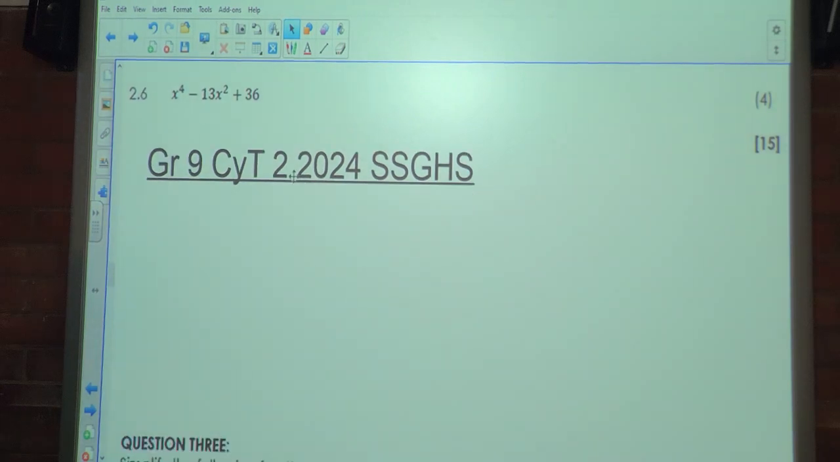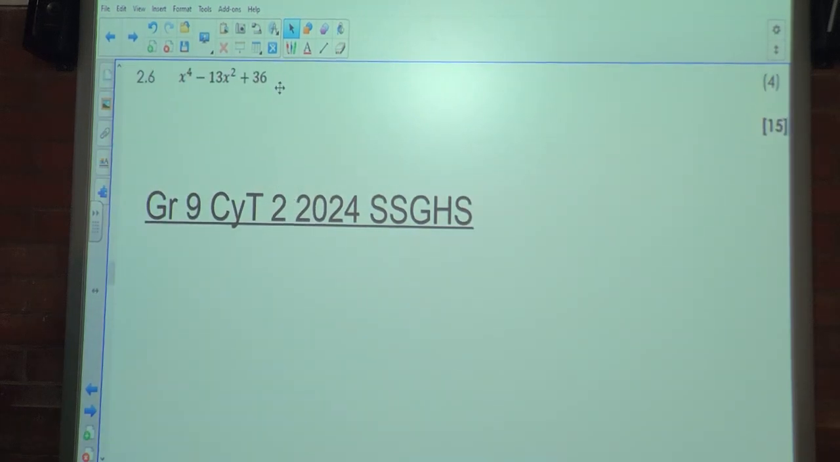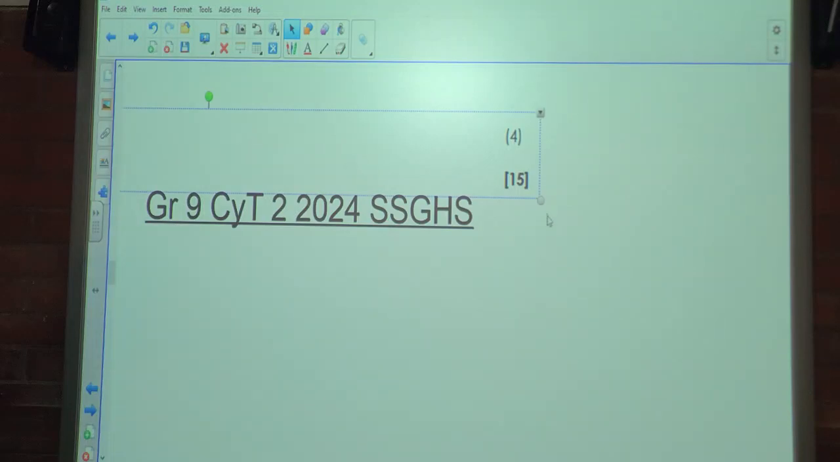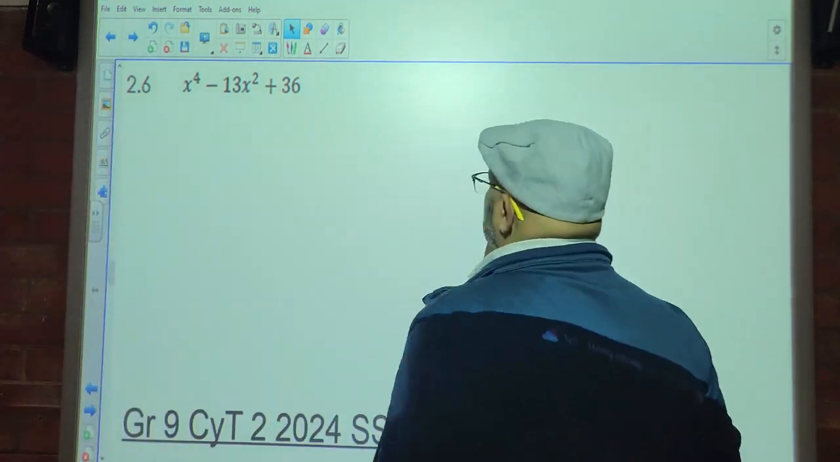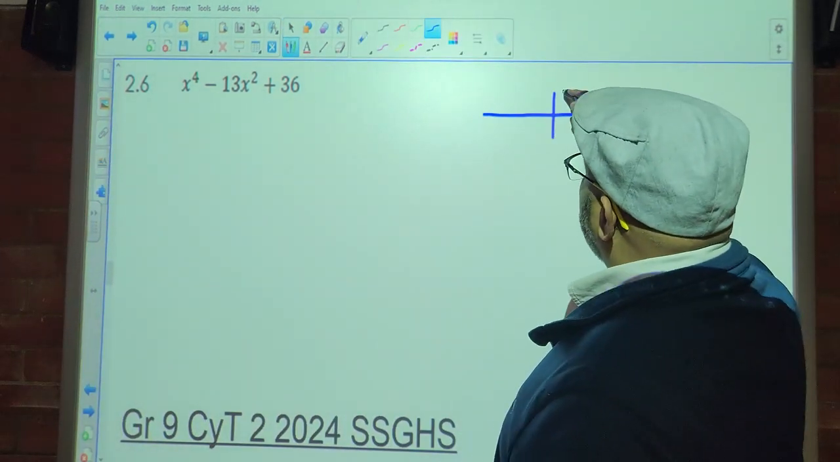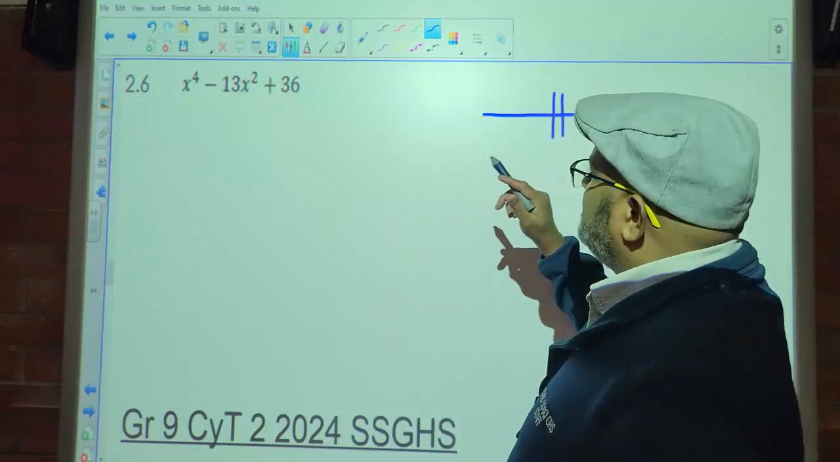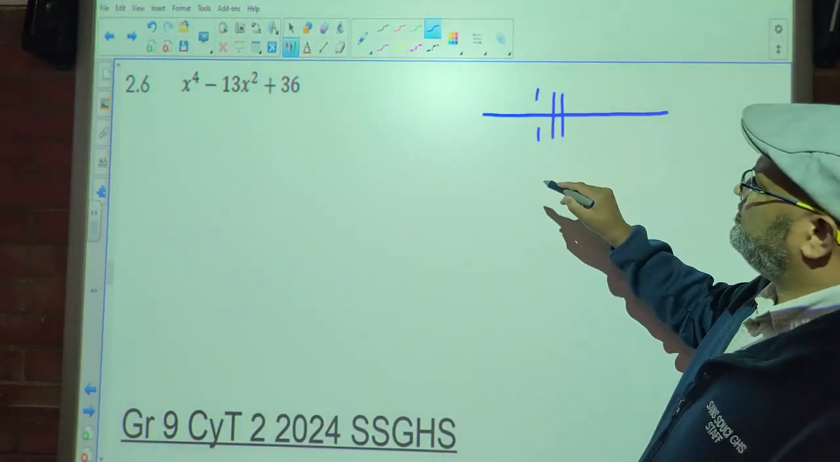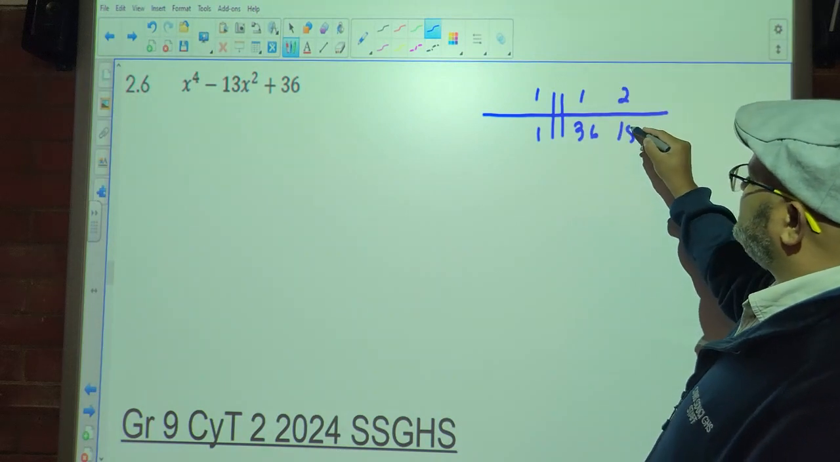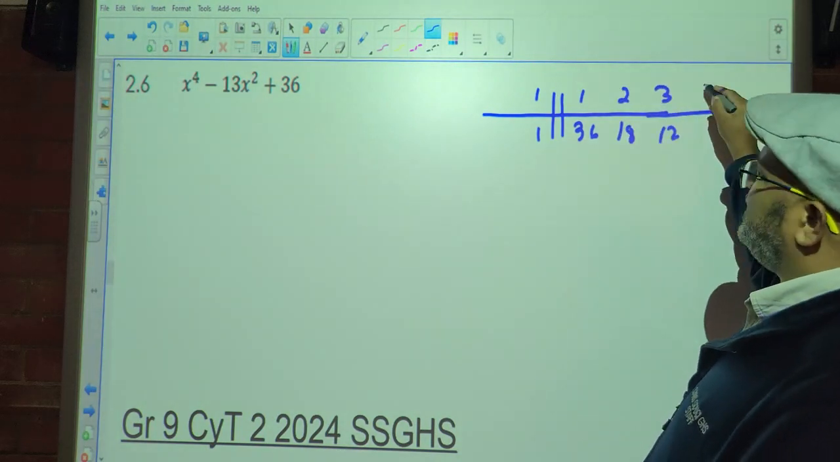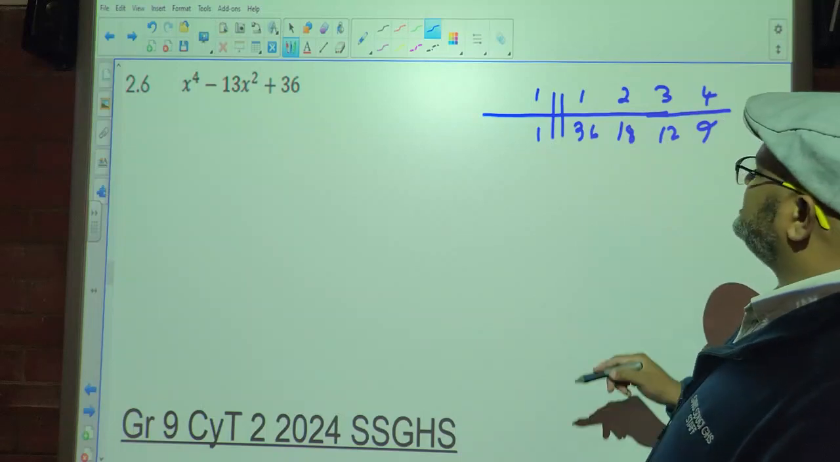People, 2.6. Yes, again a trinomial. So what are your factors for the coefficient of x to the 4? 1 and 36, 2 and 18, 3 and 12, 4 and 9, 6 and 6.